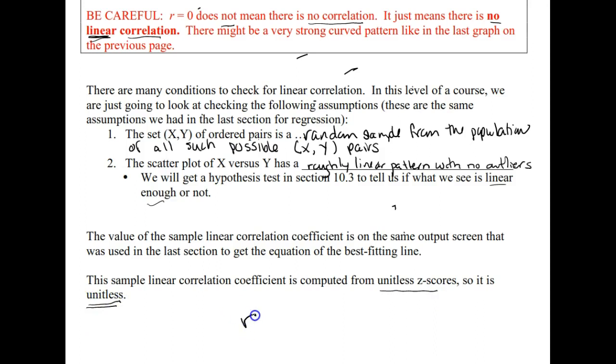So when we get a value of r, we're going to get some number, but then there's no units. Okay. And this number that goes in the blank here is going to be a number between -1 and 1. In theory, inclusive of those numbers, but in reality, with data, we're not going to get something as perfect as -1 or 1.